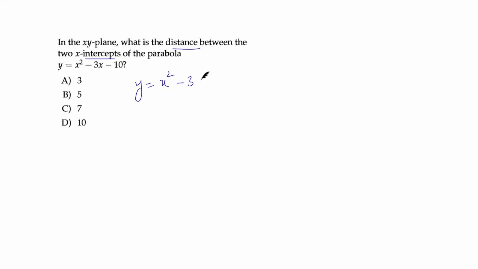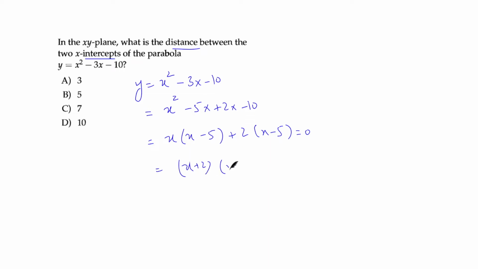x squared minus 3x minus 10. Let's do the mid-term breaking. We need two factors. We have x squared minus 5x plus 2x minus 10. So minus 5 plus 2 is minus 3, minus 5 into 2 is minus 10. Let's take x as common. We have x(x minus 5) plus 2(x minus 5) equals 0. So our factors are (x plus 2) and (x minus 5), which is equal to 0. So our solutions are x equals minus 2 and x equals 5.